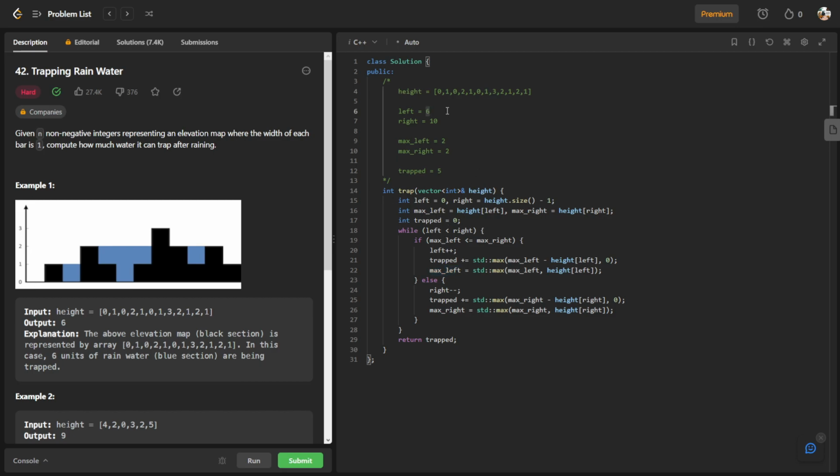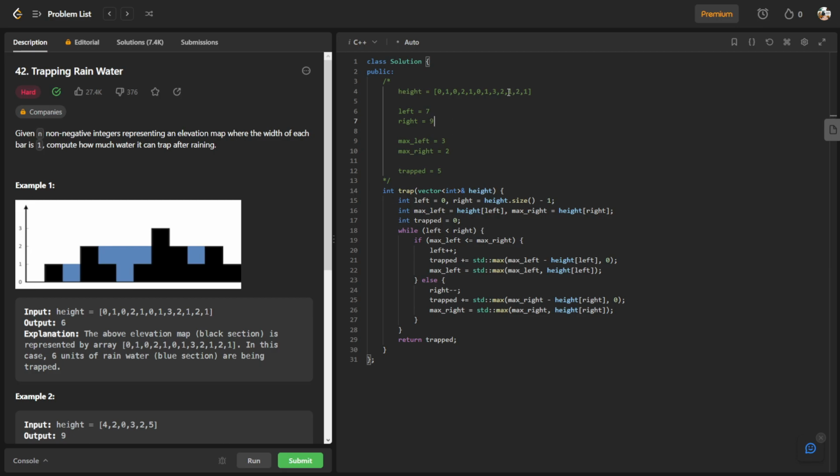Then we increment again because they're the same. Now we see whether or not there's trapped water in this part, but there isn't because if we do the math, max left 2 minus 3 brings us negative 1, and the maximum between negative 1 and 0 is 0, so trapped will not change. But our max left will update because 3 is more than 2. Now since max left is more than max right, we go back to our right pointer and decrement it to 9.